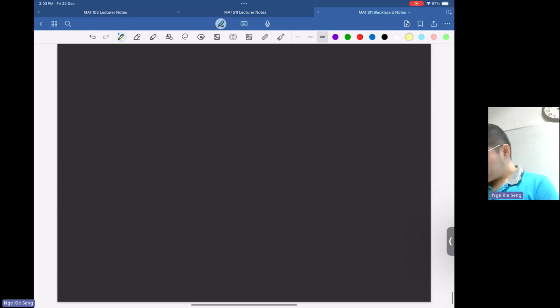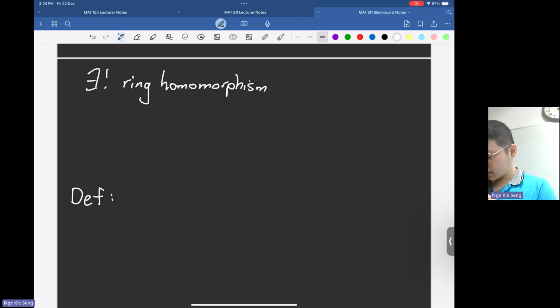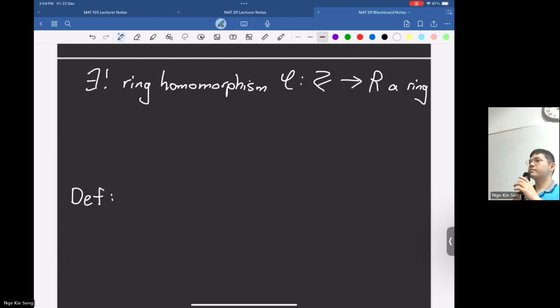Okay, so let's start with one definition. I want to introduce the definition of a characteristic of a ring. Before that, do you remember that there's a unique ring homomorphism, let's call it phi, from Z to any ring R? R is a ring.